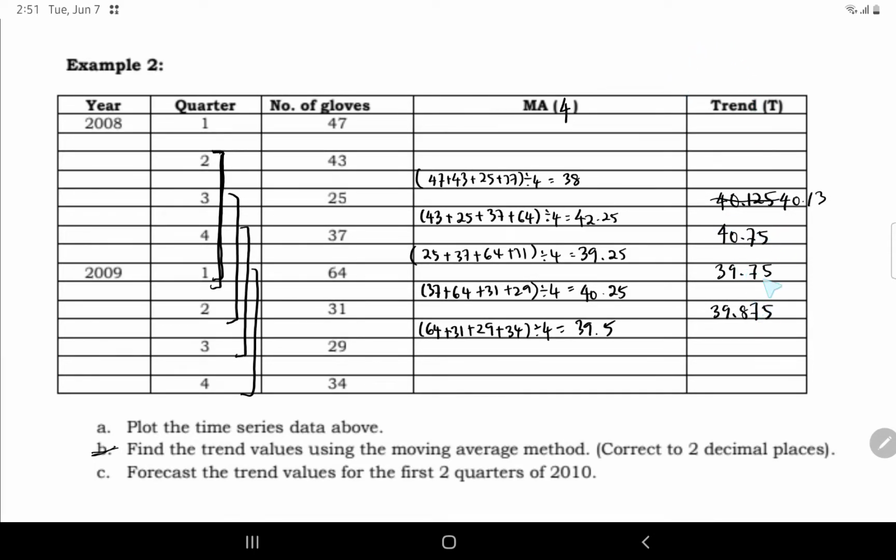Yang ni dah betul. Okay, yang ni 39.88. Okay, kita ambil 2 decimal places. So that's how we answer question B, okay, untuk cari trend value.